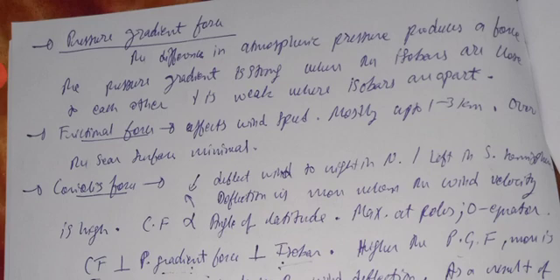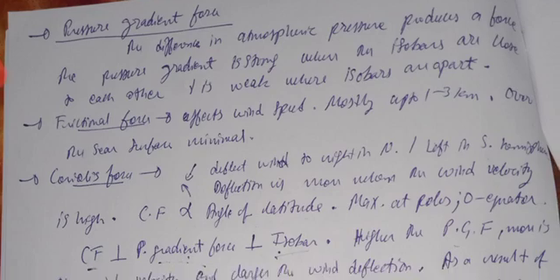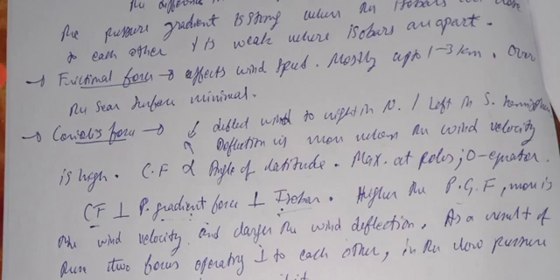Next point, frictional force. Frictional force most affects the wind up to 1 to 3 km from the surface of the earth. Over the sea surface, the frictional force is minimal.